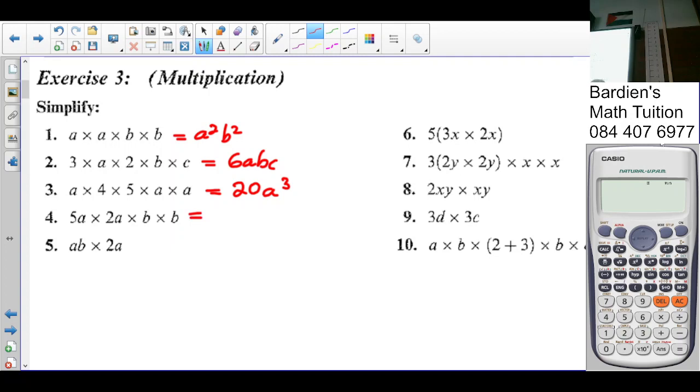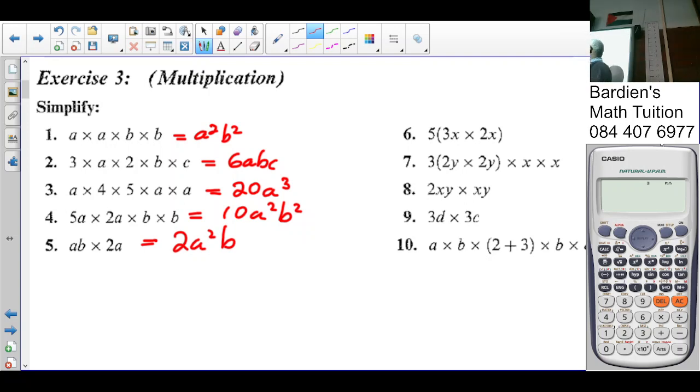You feel smart using it. Now this is the most difficult part of math. Everything else is easier. 5A times 2A times B times B. 10A squared B squared. Yes? Listen, we are applying BODMAS here, isn't it? So 2A times AB. 2A squared B.